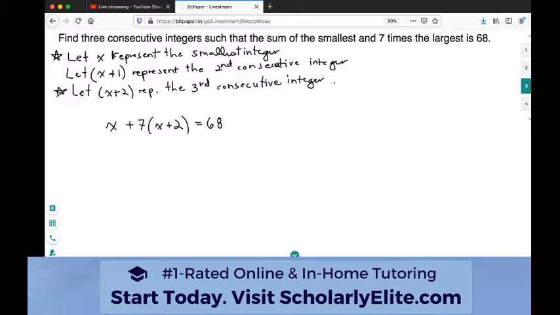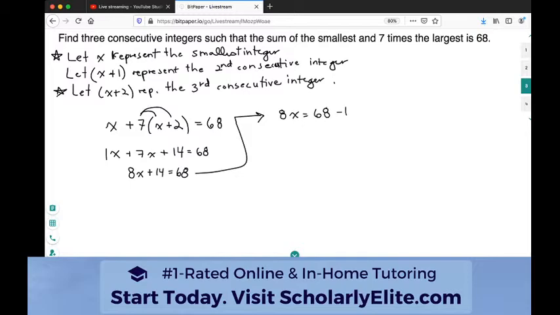We're going to rush this a little bit because we've got the grade 10 class coming in shortly. But basically here we're going to multiply in 7 to those. So we've got x plus 7x plus 14 equals 68. We collect like terms. X by itself is the same thing as 1x, so then I've got 8x altogether, plus 14 equals 68. Let's algebraically solve for x. So 8x equals 68 minus 14, which gives 8x equals 54.